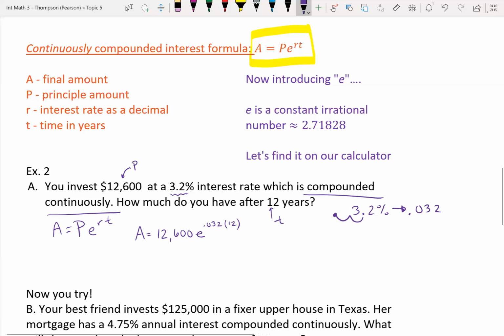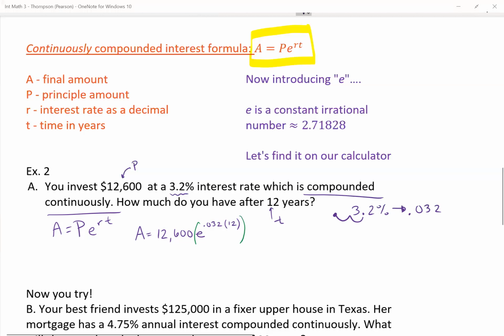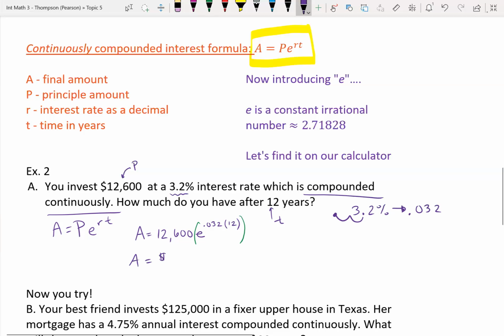I highly suggest you punching in e to the power of first. So punch this in your calculator and then multiply by 12,600. Now you could also punch it in your calculator with just parentheses here and not have any issues. So punch that in my calculator, and we get 18,498.63. So if you didn't get that, stop this, go back, play with the calculator a little bit more, and figure out your order of operations for the calculator. All right, sweet.